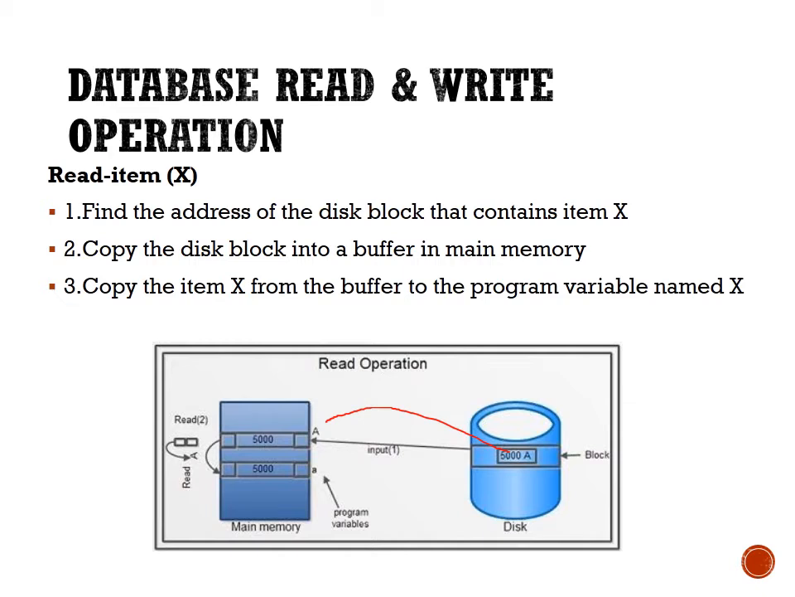Then copy the item X from the buffer to the program variable named X. Here the program variable is A. So you have to copy this 5000 into the program variable A and read this item from the main memory. This is how the read operation works.